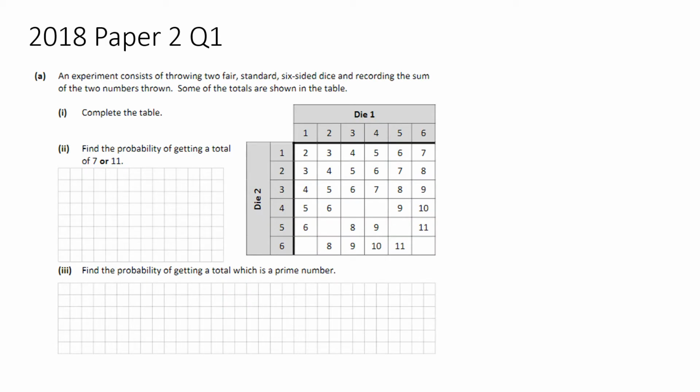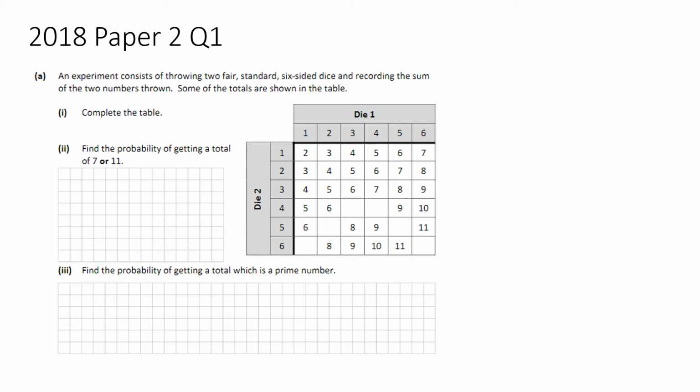So this is 2018 paper 2 question 1. We have an experiment which consists of throwing 2 fair standard 6-sided dice and recording the sum of the 2 numbers thrown. Some of the totals are shown in the table below. Complete the table. In order to complete the table, it's the sum of those scores.